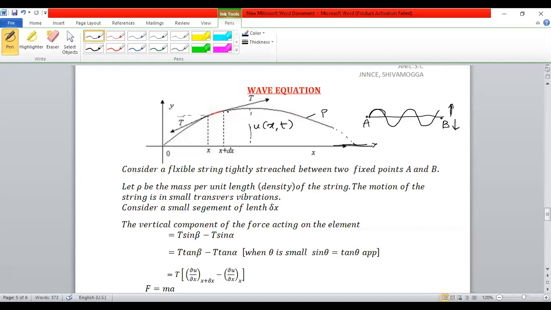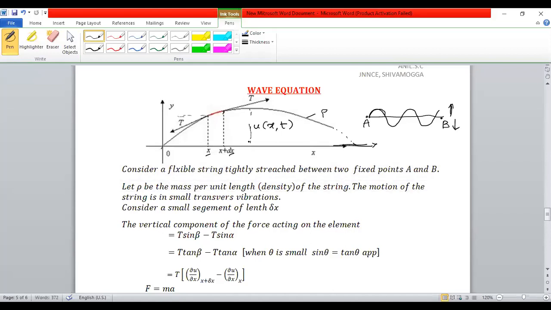Consider a small portion of the string between x and x plus delta x. This is at a distance x units from the origin, and this is at a distance x plus delta x units from the origin. This is delta x, not dx. This is a small portion of the string.